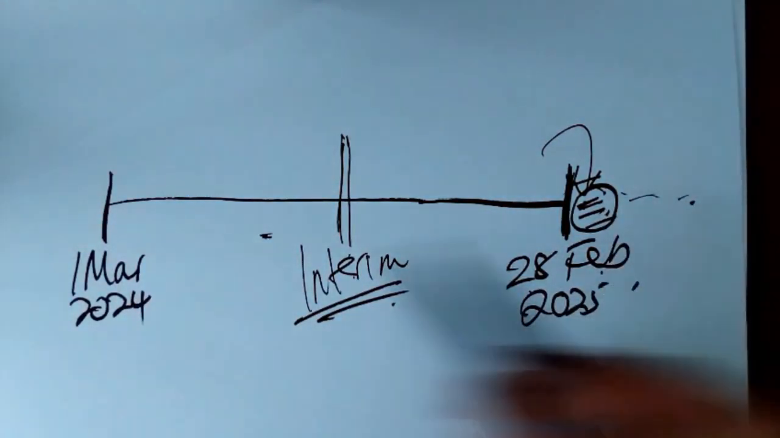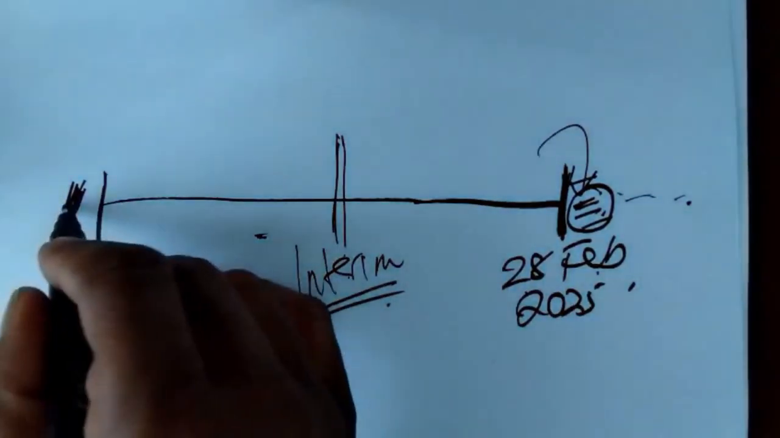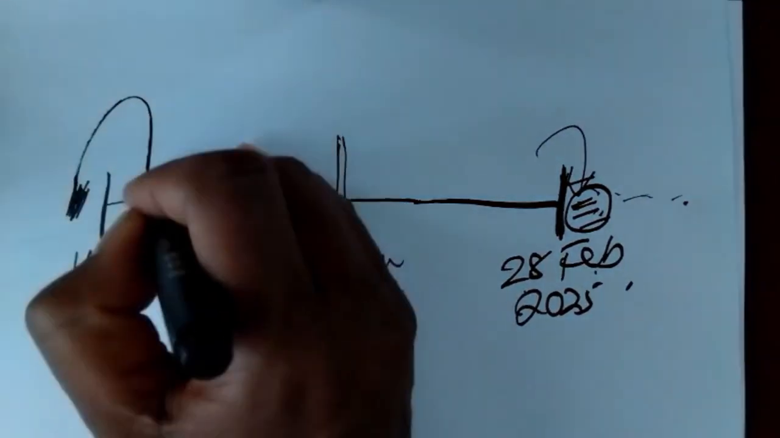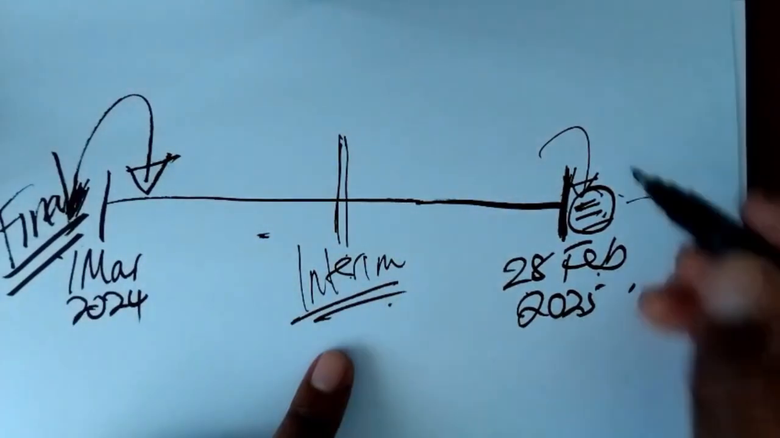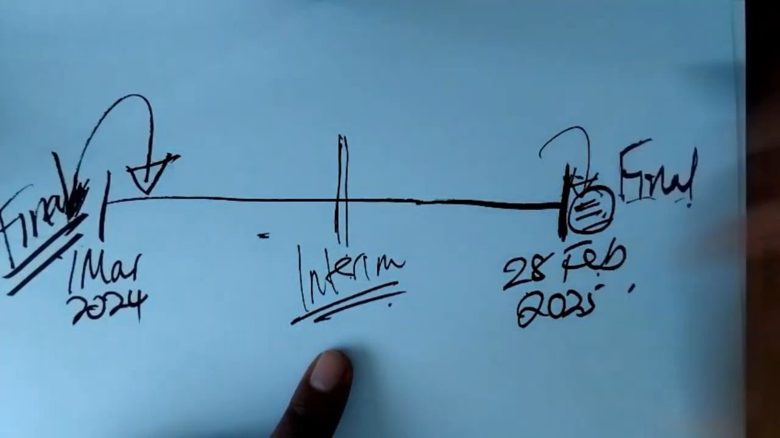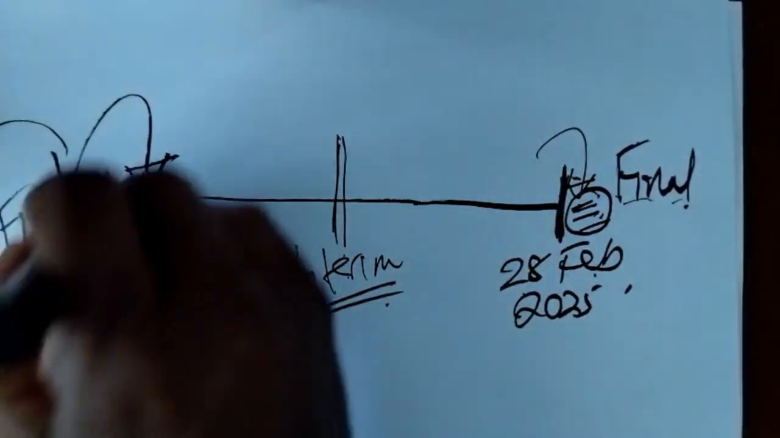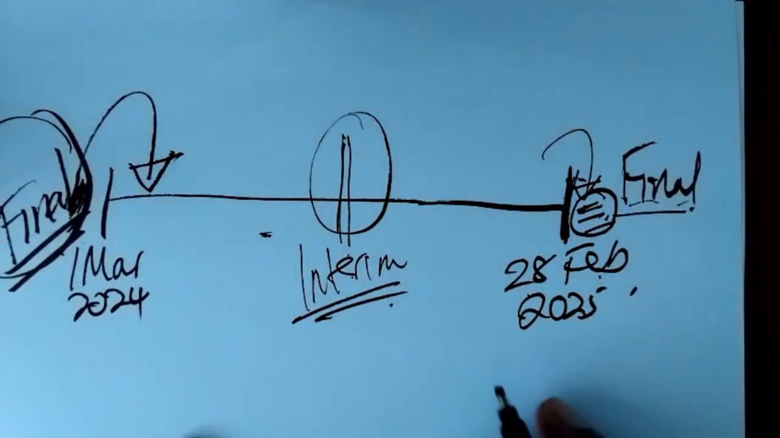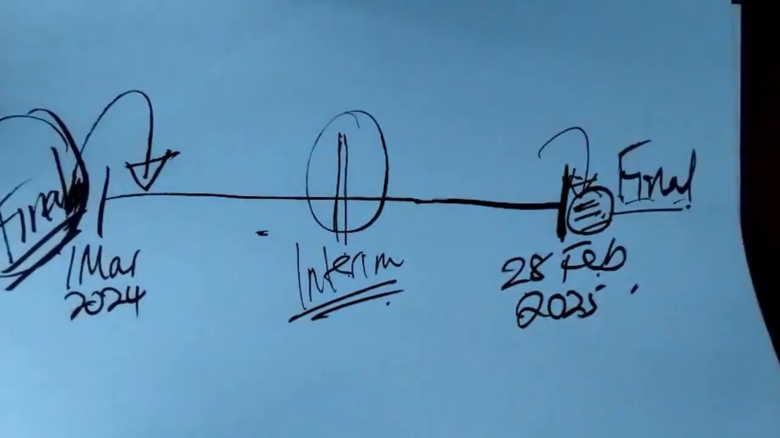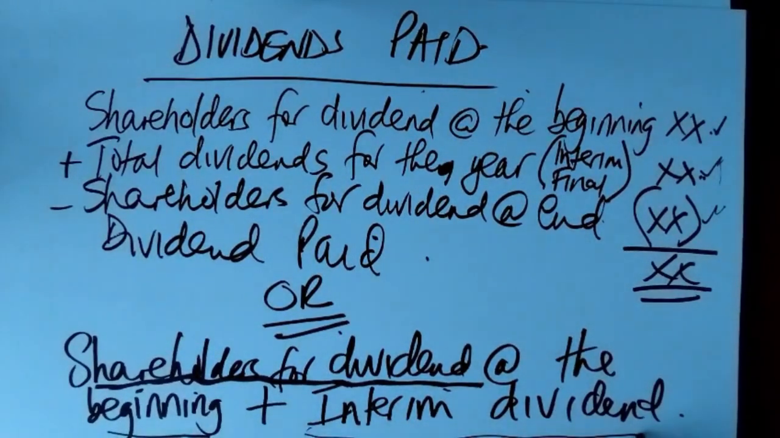Now, the same principle means that the final dividend of last year, activities happened there, but it was never paid because the year had already ended. This final dividend of last year encroaches into the current year, and the final dividend of this year encroaches into the following year. So the implication is that dividend paid is always made up of final dividend of last year plus interim dividend of this year, because the final dividend of this year is only going to be paid in the following year. Hence this formula here: shareholders for dividend at the beginning, which is final dividend of last year, plus interim dividend of the current year.